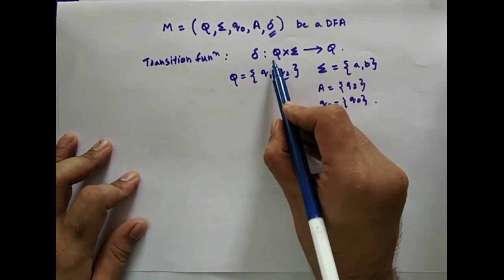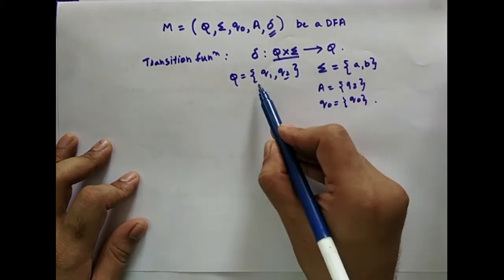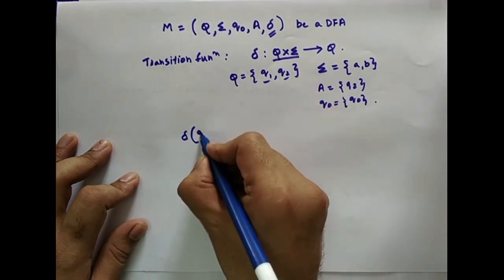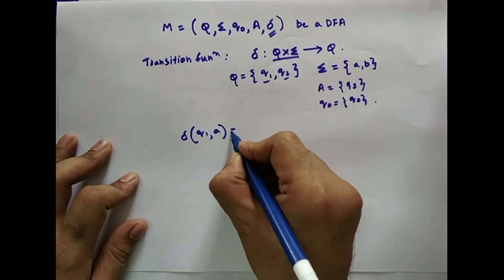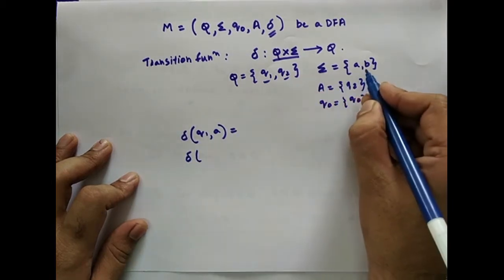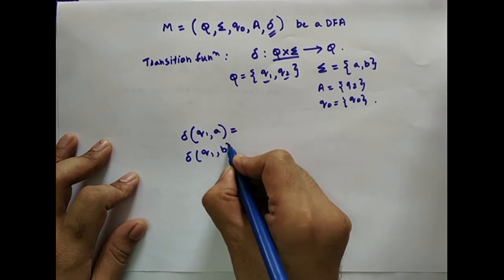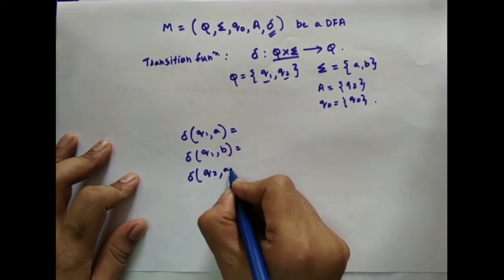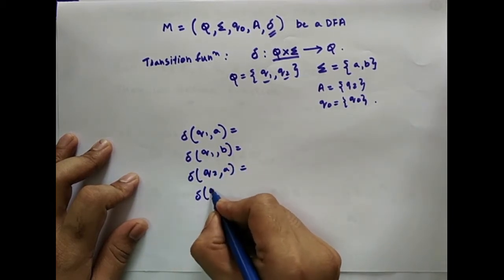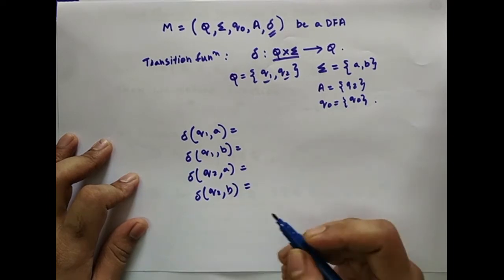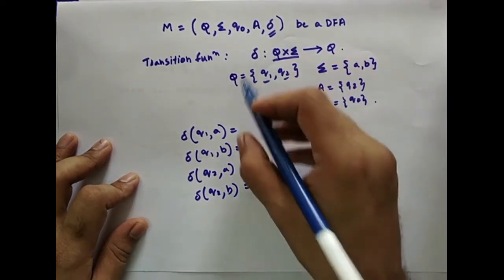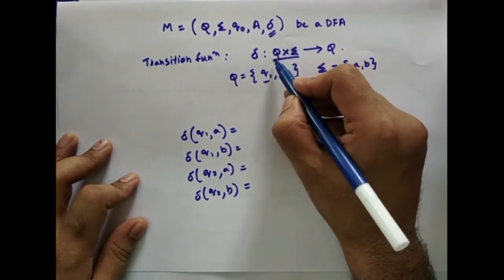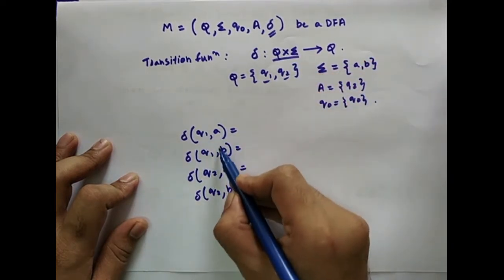The transition function takes as input the cross product of the set Q and sigma. When I say cross product, first it will have Q1 comma A, then Q1 comma B, and once Q1 is over, we will have Q2 comma A, and then Q2 comma B. So this is how the cross product is defined. Basically, the input to the transition function is each state over each input.